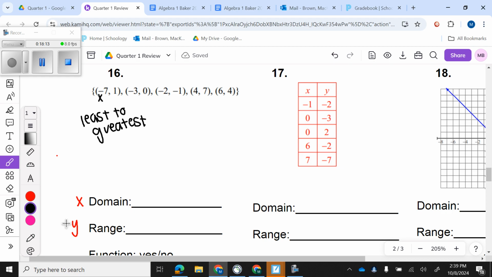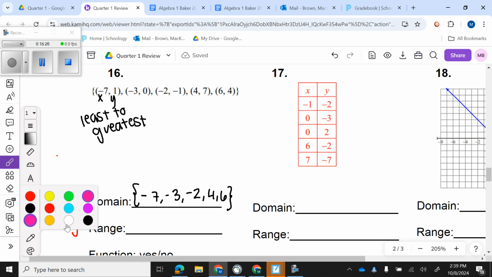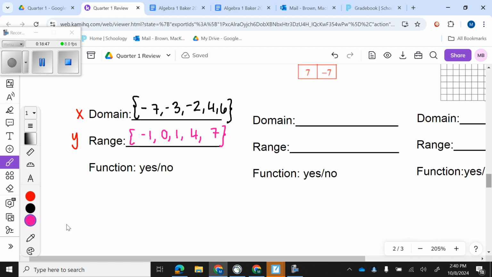All right, remember it goes x, y. So when I list my domain, I'm going to start with my smallest x, so -7, then -3, then -2, 4, 6. All right, when I list my range, that's going to be my y's. So I got to start with my smallest y, which it looks like is -1. Then next would come 0, then 1, then 4, then 7. All right, the rule for a function is that x cannot repeat. None of my x's repeat, so yes, this is a function.